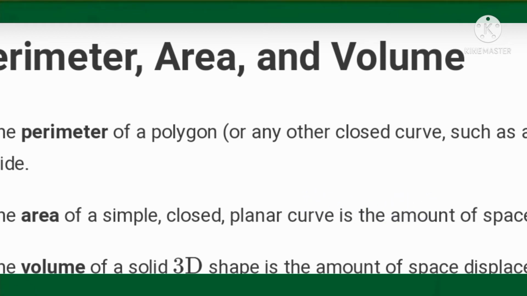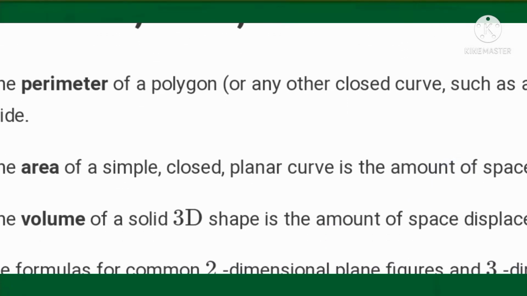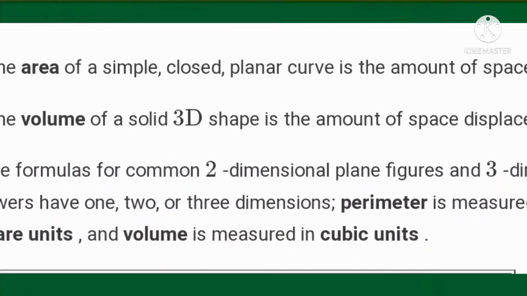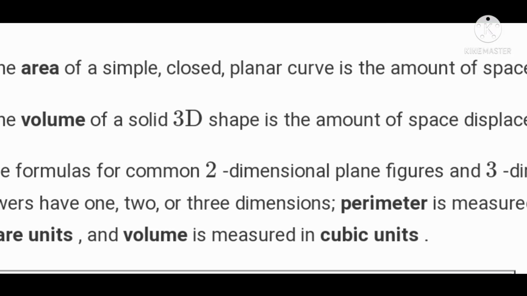Hello guys, this is our next topic, about the formulas of perimeter, area, and volume. Let's talk about the perimeter first. Number 1, the perimeter of a polygon or any other closed curve such as a circle is the distance around the outside. Number 2, the area of a simple closed planar curve is the amount of space inside. Number 3, the volume of a solid 3D shape is the amount of space displaced by it.